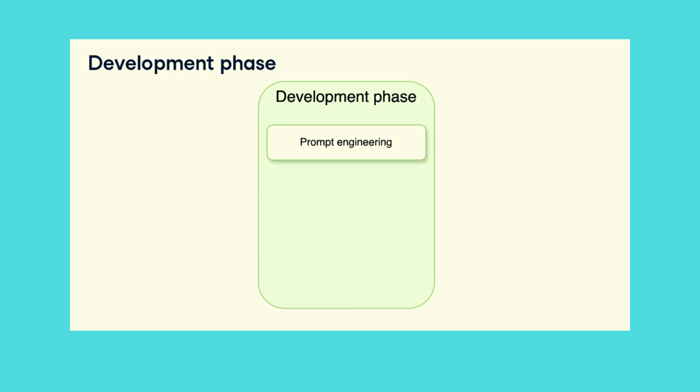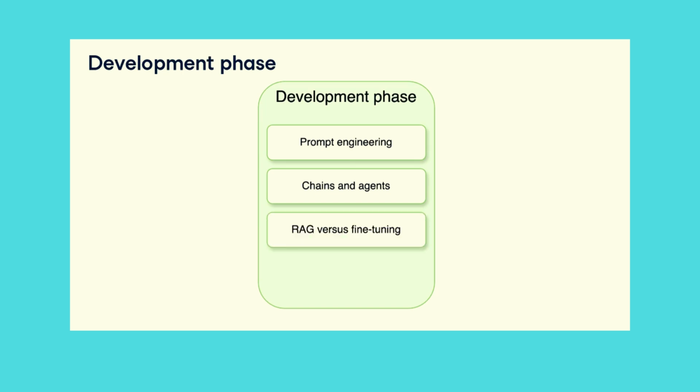model produces accurate outputs. We should think about different architectures for shaping our application, such as chains and agents. Various techniques exist that boost a model's performance, such as RAG and fine-tuning. The last consideration in the development phase is testing, which is about determining when the application is ready for production.